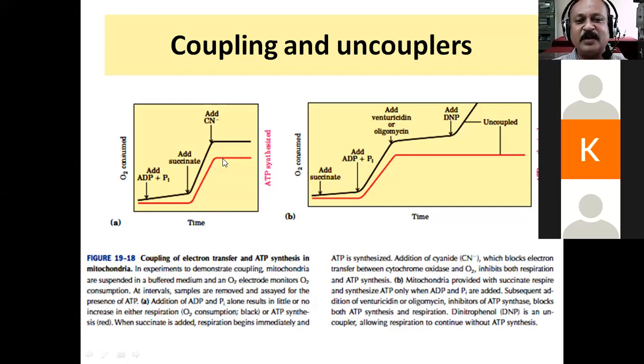I have another 2 or 3 minutes, so I'll try to finish off with this graph also. We have a similar kind of experimental situation here, but instead of adding ADP and Pi in the beginning, here we are adding succinate first. Add succinate, and you find that there is no increase in the oxygen consumption, and there is no increase in the ATP level.